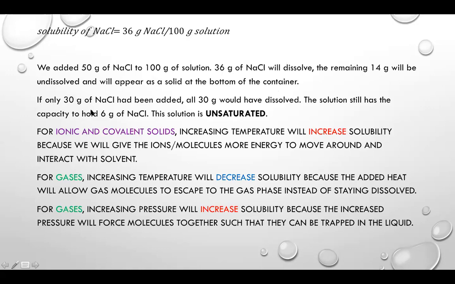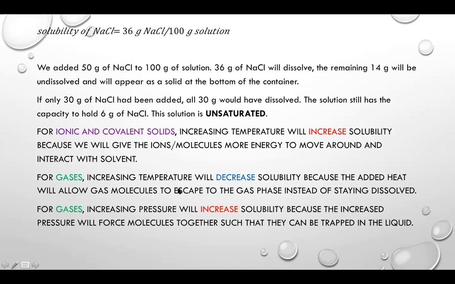So if only 30 grams of sodium chloride had been added, all 30 grams would dissolve because 30 is less than this 36, so there's enough room for it. The solution still has a capacity to hold 6 grams of sodium chloride. So this is unsaturated. A saturated solution would be if we had 36 grams of sodium chloride, because that 36 would equal this 36. When you have things crashing out of solution or precipitating, it's because you have way too much. So 50 is more than 36, so there's going to be some extra. In this example, we have less than it, so it's unsaturated.